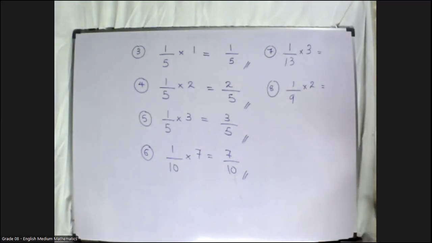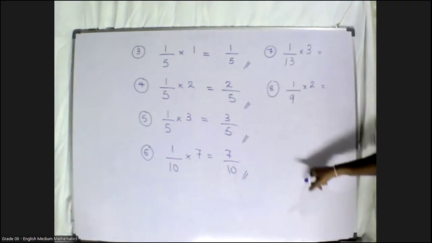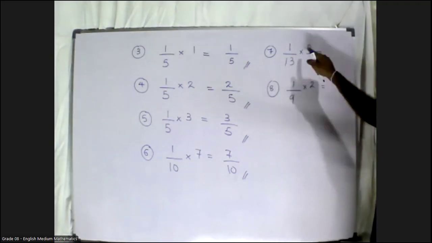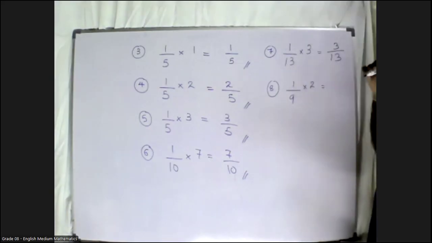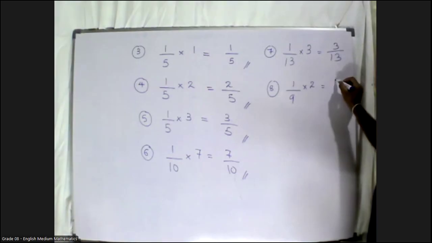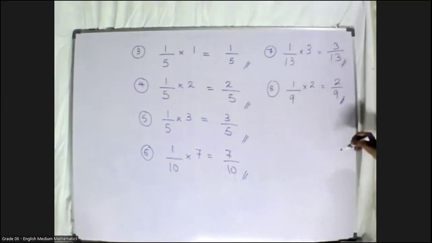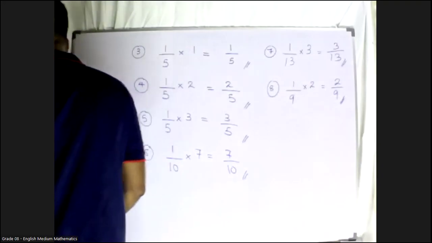Okay, Veronica has sent me the answers. Nice. This is 9 now. I think we mistakenly typed. Both of you have sent me. 1 times 3, 3. 3/13. 1/9, 1 times 2, 2. 2/9. So this should be the answer. Both of you are correct. Then let's move.